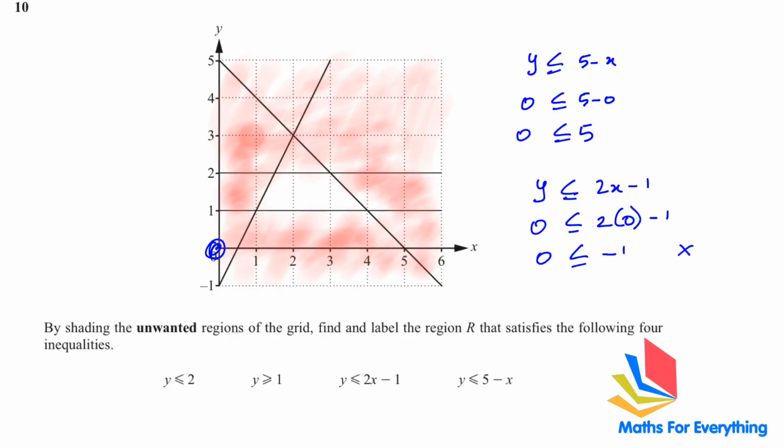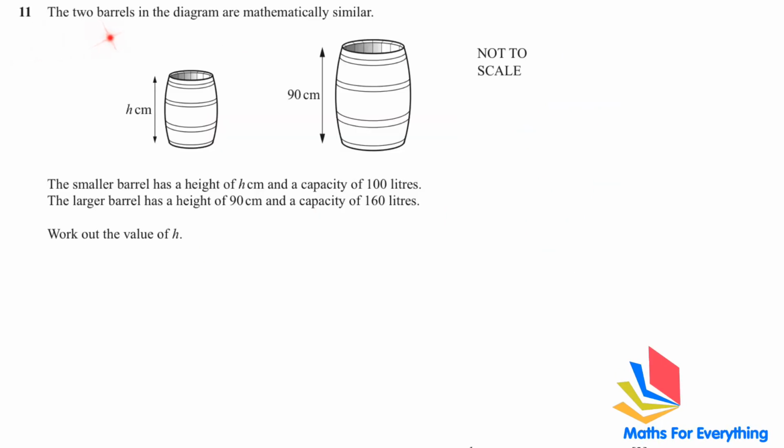And this one is our wanted region. Question number 11. The two barrels in the diagram are mathematically similar. The smaller barrel has a height of 8 centimeters and a capacity of 100 liters, and the larger barrel has a height of 90 centimeters and a capacity of 160 liters. Work out the value of H.